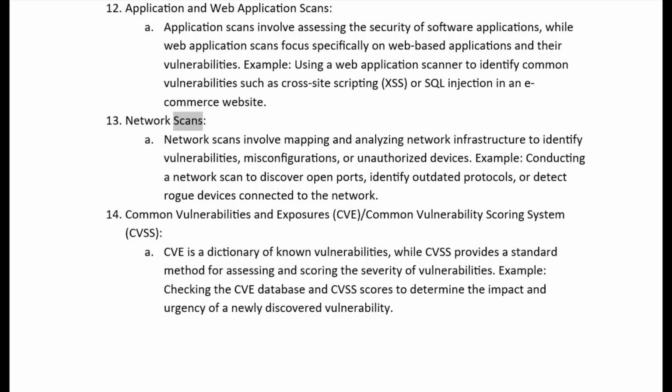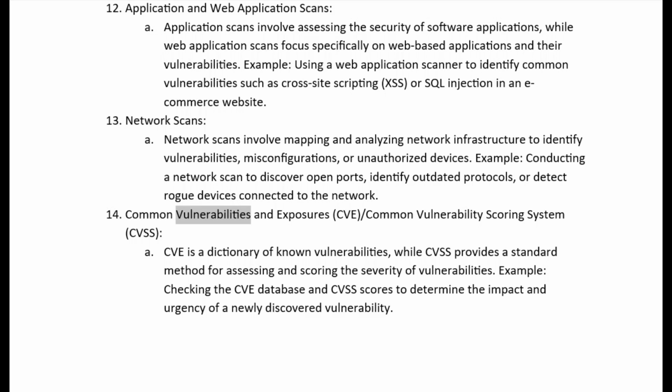Network scans. Network scans involve mapping and analyzing network infrastructure to identify vulnerabilities, misconfigurations, or unauthorized devices. Example: conducting a network scan to discover open ports, identify outdated protocols, or detect rogue devices connected to the network.